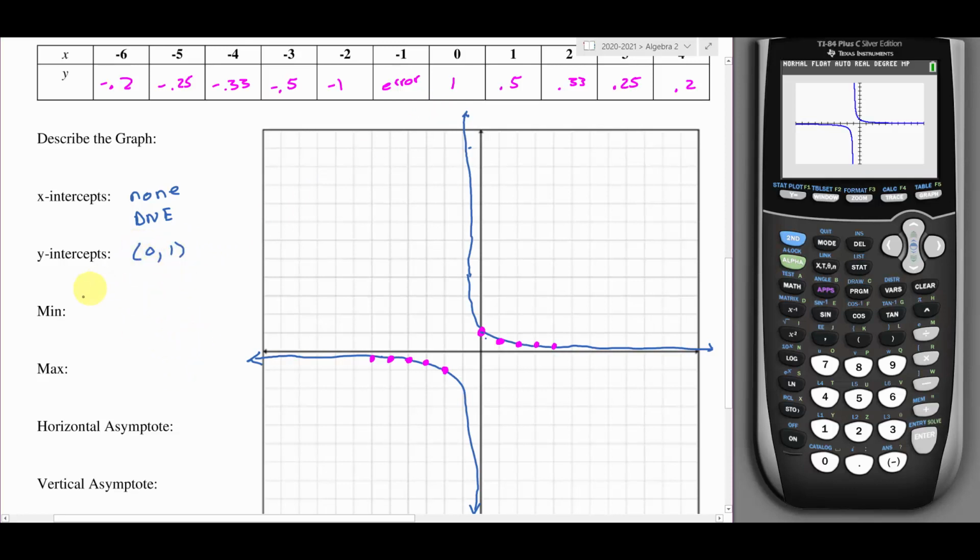All right, a minimum, which is the lowest point on the graph. Well, here's part of my graph, and it goes down, and I put that arrow on there because I know it goes down forever.